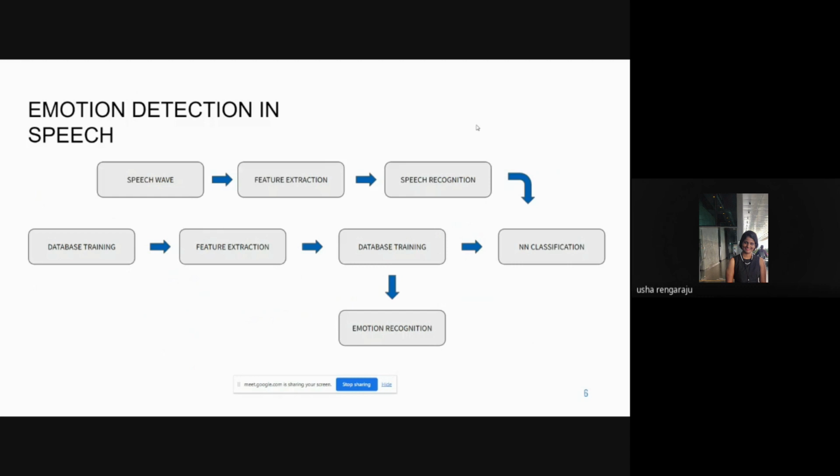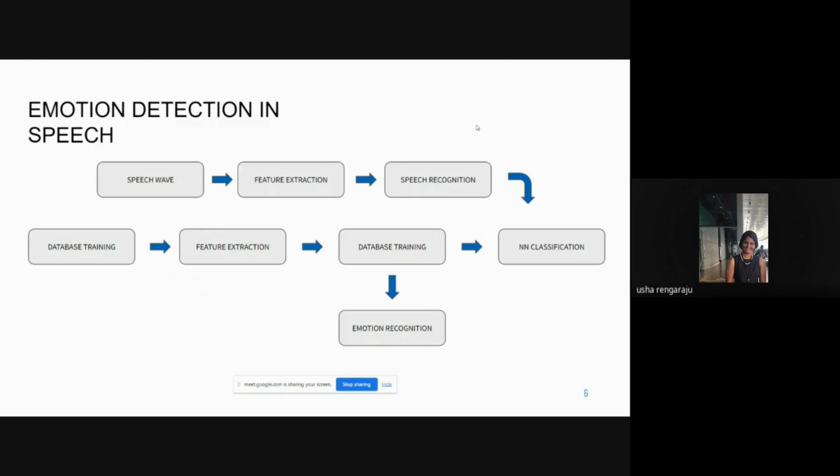So the second, third, and fourth use cases we are going to look at are emotion detection in speech, emotion detection in text, and facial emotion detection. Because autistic people have trouble understanding emotions in multiple modalities. They have trouble understanding emotions in speech, text, and facial emotions. They don't understand the social language. They also have difficulty understanding body language as well.